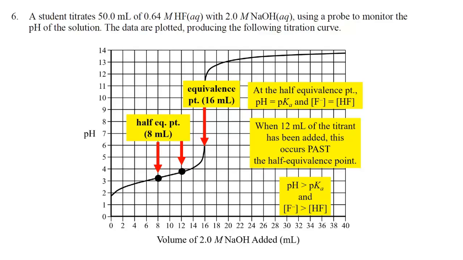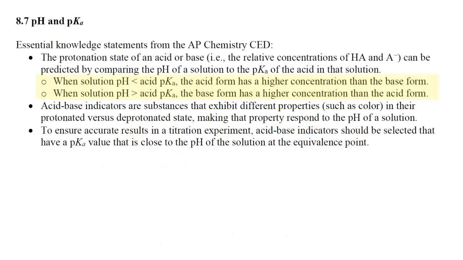And this is a review of something I had mentioned earlier. This is from topic 8.7, pH and pKa. So again, when the solution pH happens to be less than the pKa of the weak acid, then the acid form would have a higher concentration. But on the other hand, in this particular example, if the pH of the solution is greater than the pKa of the weak acid, then the base form has a higher concentration.